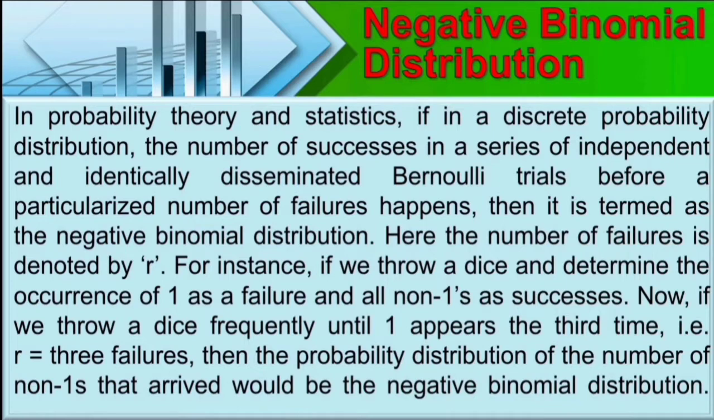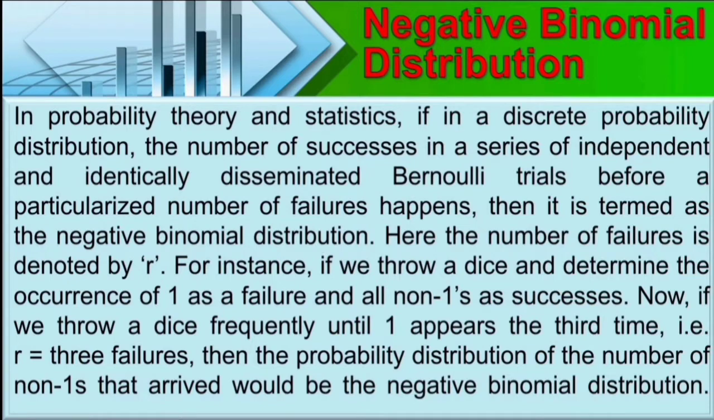Negative binomial distribution. In probability theory and statistics, if in a discrete probability distribution, the number of successes in a series of independent and identically distributed Bernoulli trials before a particular number of failures happens, then it is termed as the negative binomial distribution. Here the number of failures is denoted by r.